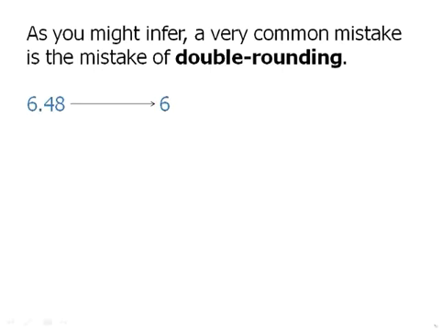Instead, you have to look at that 4. The 8 is irrelevant. Look at the 4. The 4 gets rounded down, and so 6.48 gets rounded down to 6. Very important to avoid double rounding, which is a very common mistake.